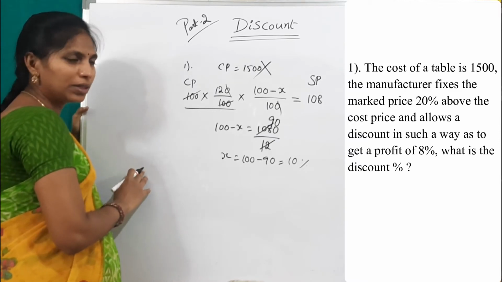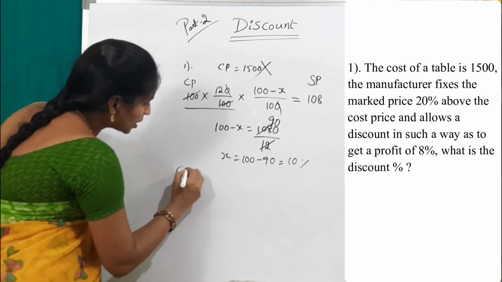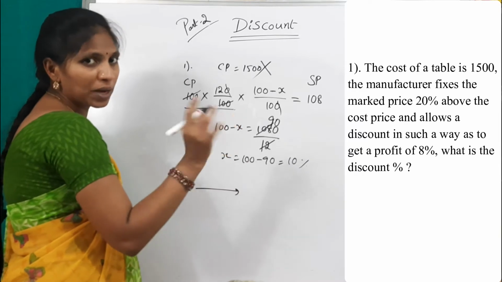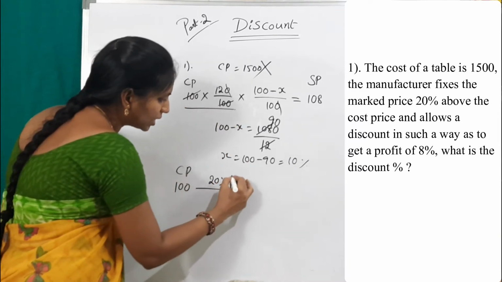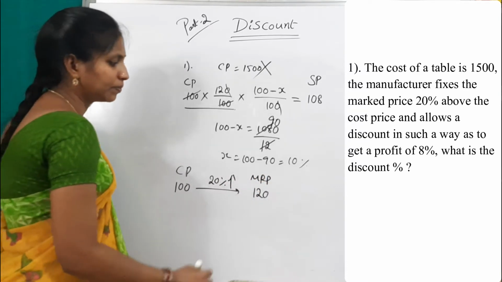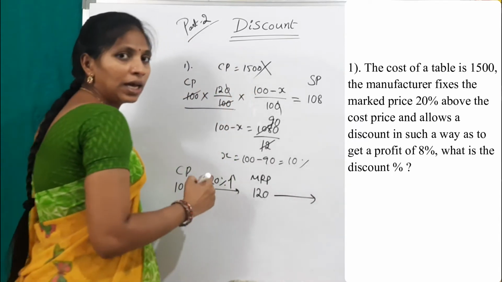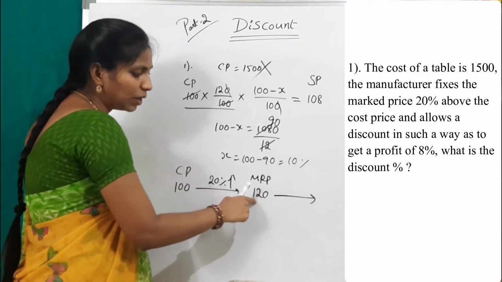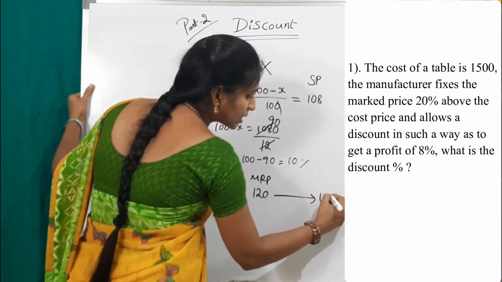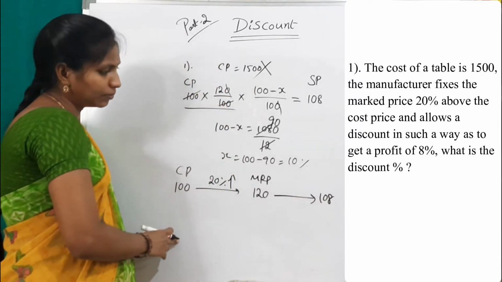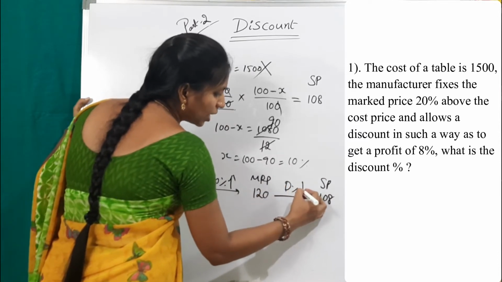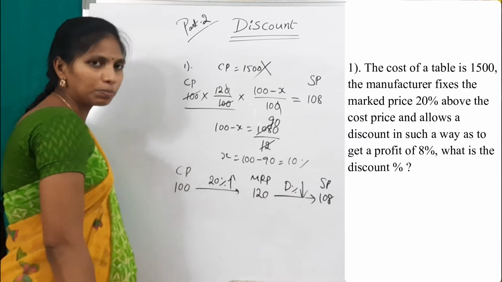Now see method 2. This is very simple. See, the cost price is 100. 20% above the cost price is the MRP, so here it is 120. After giving some discount on this 120 rupees, there is a profit of 8%. 8% means the selling price is 108. This is the selling price and this is the MRP. The discount percentage we don't know. We have to find the discount percentage.